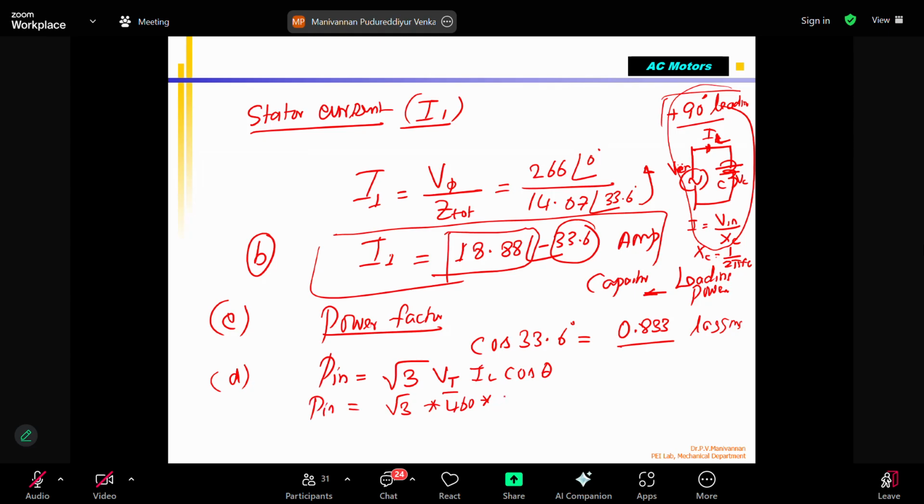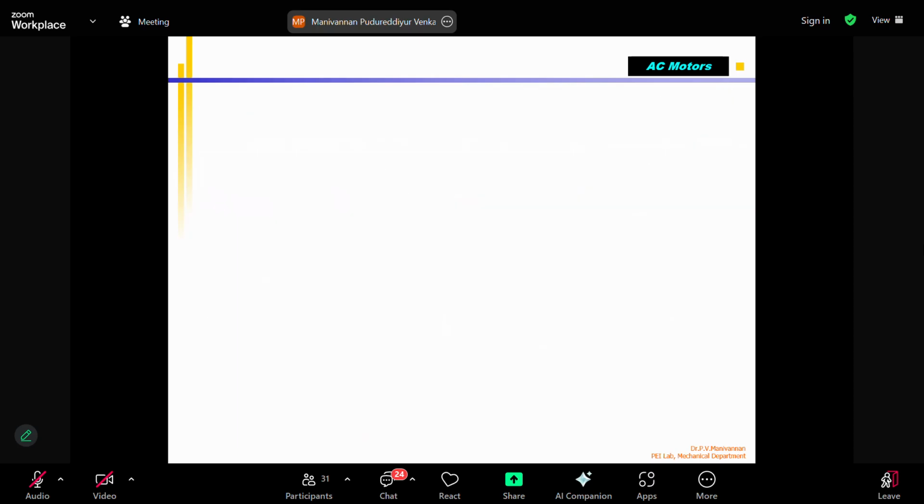So this is going to be 18.88, multiplied by cos theta. We already know cos theta, so I can substitute the value itself, power factor 0.833. If you compute this, finally P in is going to be 12,530 watts. P in, the input power supplied to the motor, is 12,530 watts. We know it.